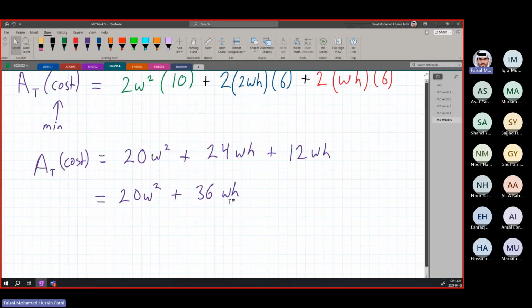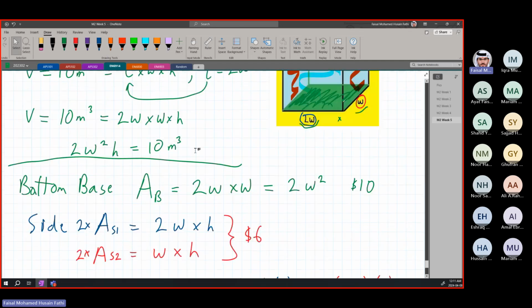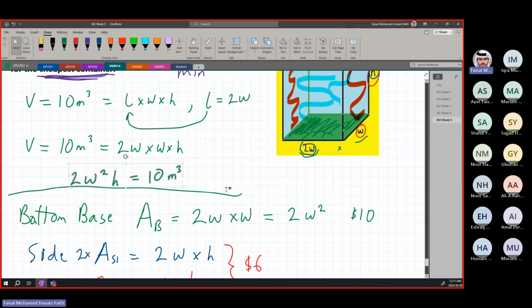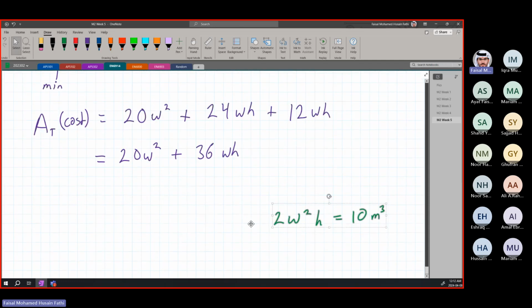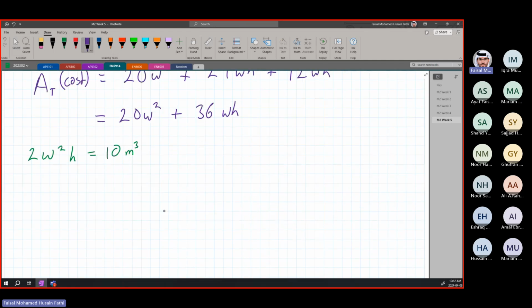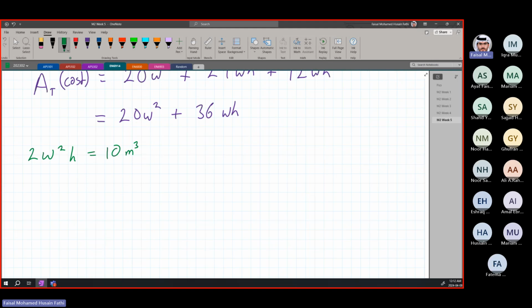So we have 36 WH, but what else? We already have this equation from before, from the volume. And this equation now, we can use it to determine either H by itself or W by itself. It doesn't matter which one. You could just choose one and solve for it. Let's solve for H then. So H is going to be equal to 10 over 2W squared, meaning H is equal to 5 over W squared.